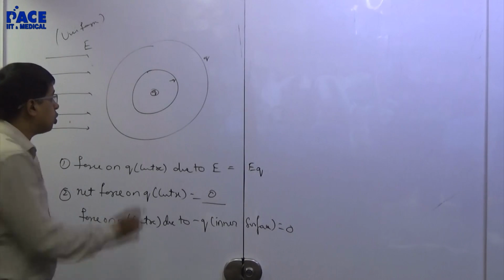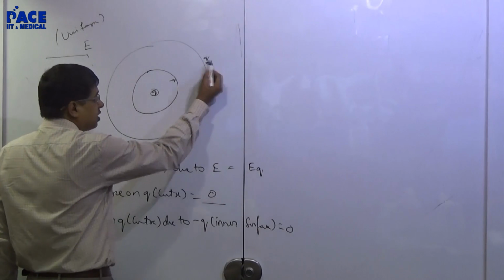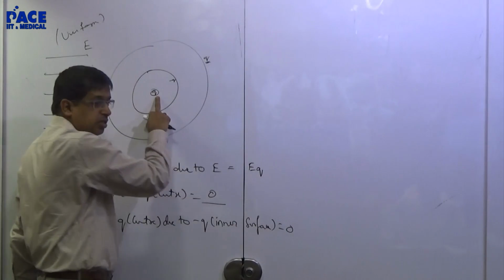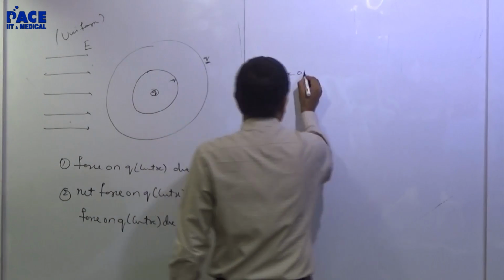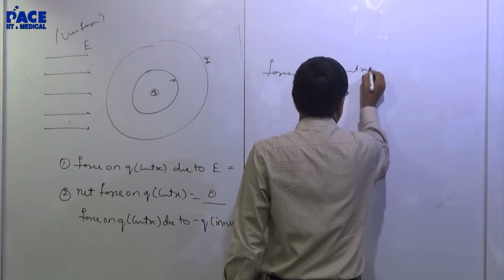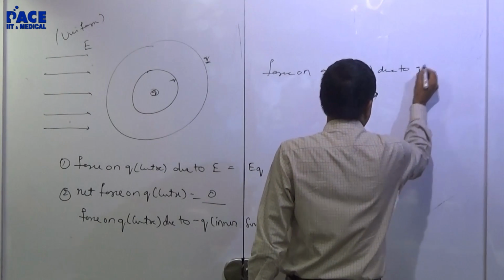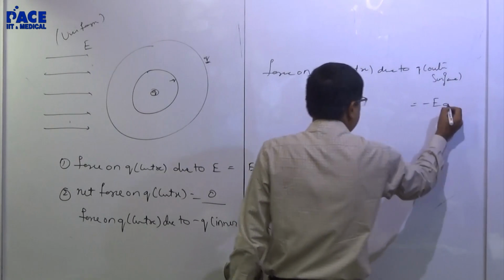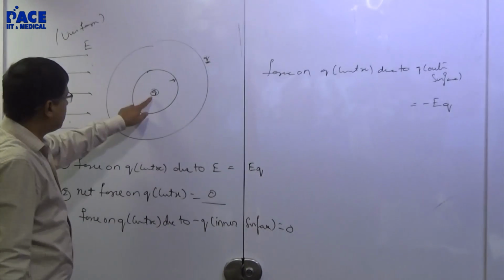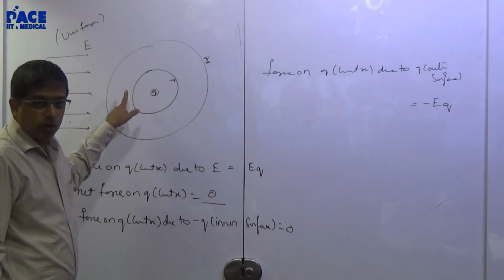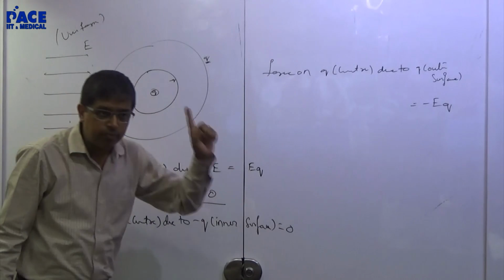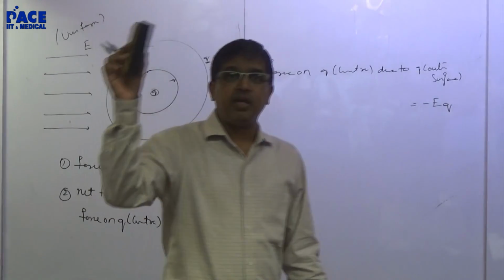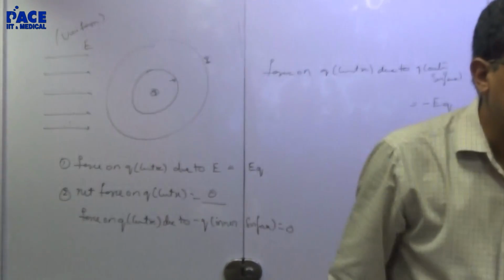Right? I can ask you one more question. What is the force on this due to the charge on the outer sphere? Minus EQ. Because this and this together should give me 0. So force on Q at center due to Q on outer surface will be minus EQ, because this E is giving me EQ, this will give me equivalent opposite, so that the net force on it will become 0. All external charges put together will give a 0 field everywhere. Awesome.